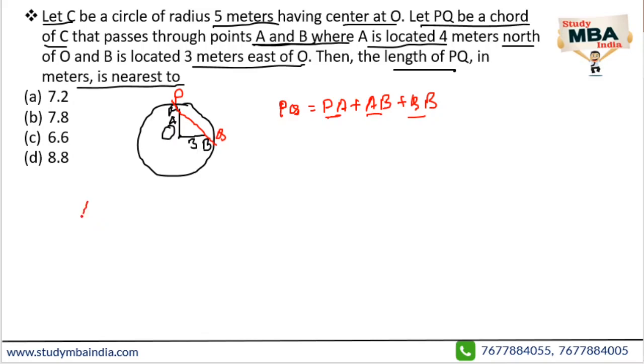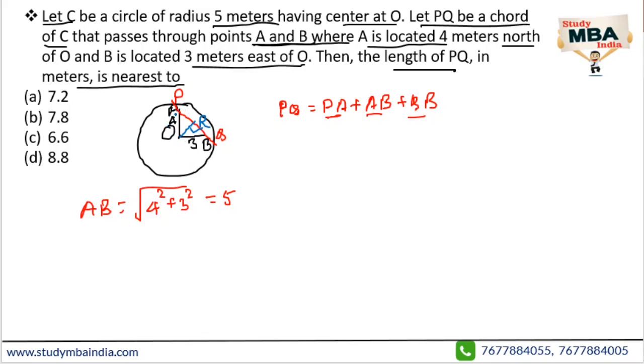Now we can calculate AB easily because this is a right angle triangle. So AB will be nothing but the square root of 4 square plus 3 square, which we can say is 5. Suppose we draw a perpendicular from point O to AB, and let us say this is R. Can we calculate the value of OR?